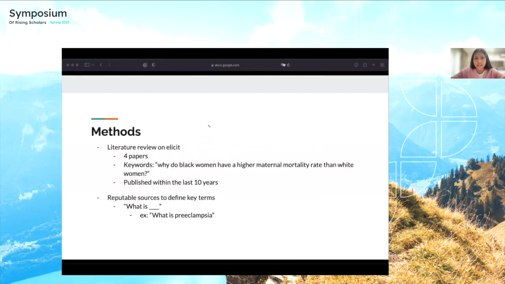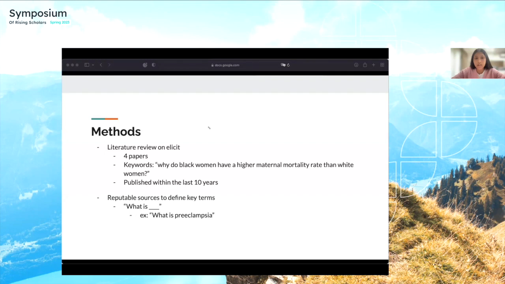So to conduct this study, I did a literature review using an AI called Elicit, where if you type in keywords into the search bar, it will bring up papers and studies that are related to what you're interested in. So I typed in the question, why do Black women have a higher maternal mortality rate than white women? And this led me to study 4 papers, and I made sure that all these papers were published within the last 10 years and had a high ranking on the Scimago Journal Rank.